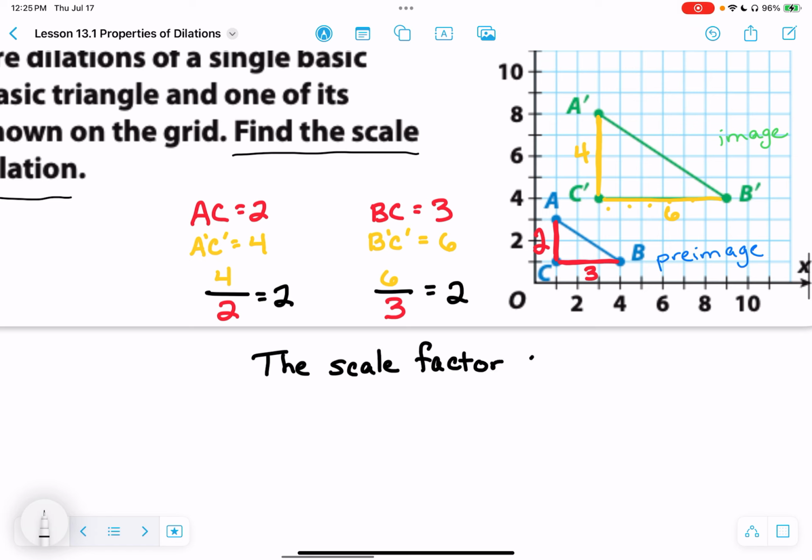So the scale factor of the dilation is 2. And that's how we can take an image and a pre-image and figure out what the scale factor is just by finding the lengths of the sides and creating a ratio, and then simplifying the ratio tells us what the scale factor is. The only thing you have to keep in mind when you do this is that the ratio must be the image over the pre-image to figure out what the pre-image was multiplied by to get the image.